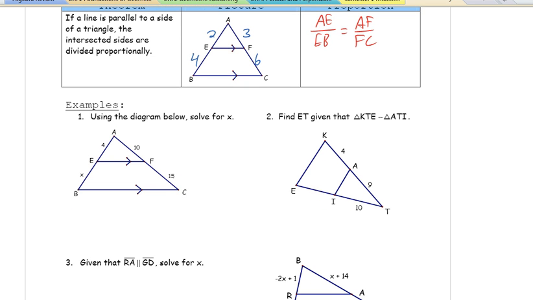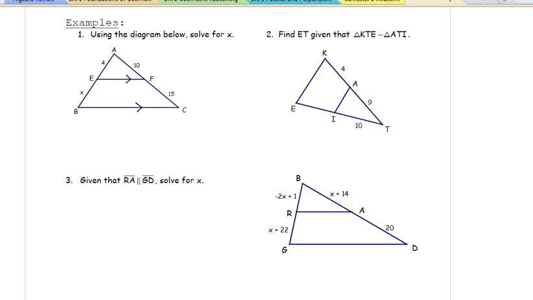So let's look at a couple of examples, some pretty simple ones we'll start off with. And the nice part about this is it's almost situated so that you can see exactly what your proportion is going to be. So we have 4 over x equals 10 over 15, cross multiply. So we call this 10x equals 60, so x is 6. What I call this is side splitter, okay? Because what it does is it splits up both the sides proportionally.